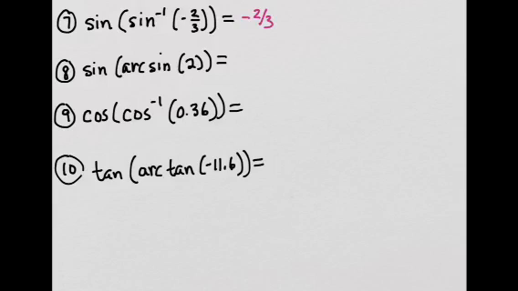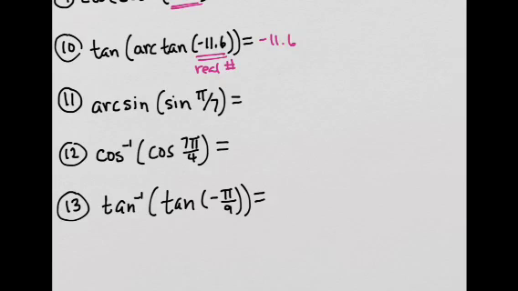Number 8, 2 is not between -1 and 1. So actually this part of it doesn't even exist. So this one would be no solution. Okay, number 9, this number is between -1 and 1, so that's your answer. Okay, and for tangent, it's a different story. As long as this is a real number, then that's the answer when you have tangent, arc tangent.